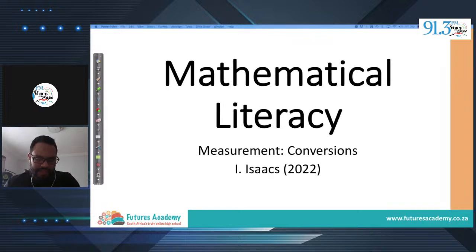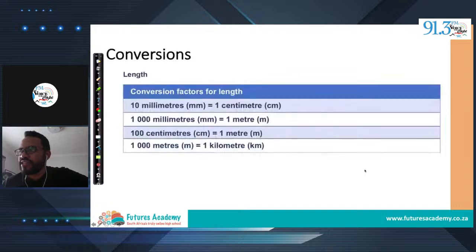Today's section, once again, is conversions under the topic of measurement. The reason we are focusing on this, although the content may seem basic to many students, is that the reality is students still make mistakes with these basic conversions. So without further ado, we're going to go straight into the very basics and tackle this again.